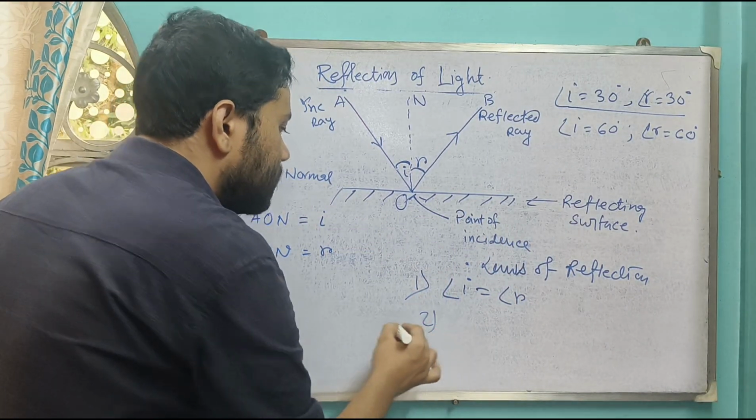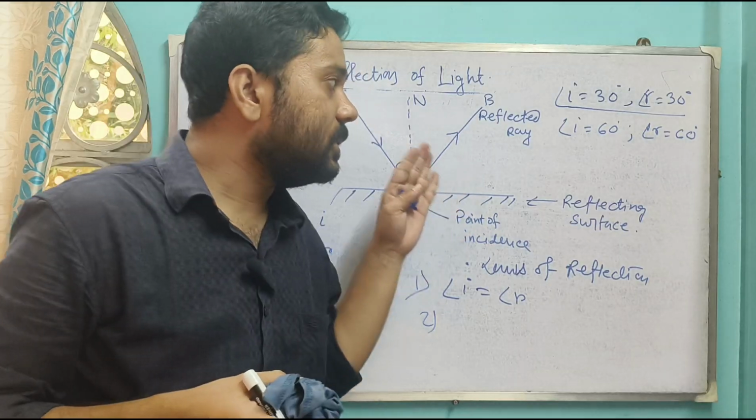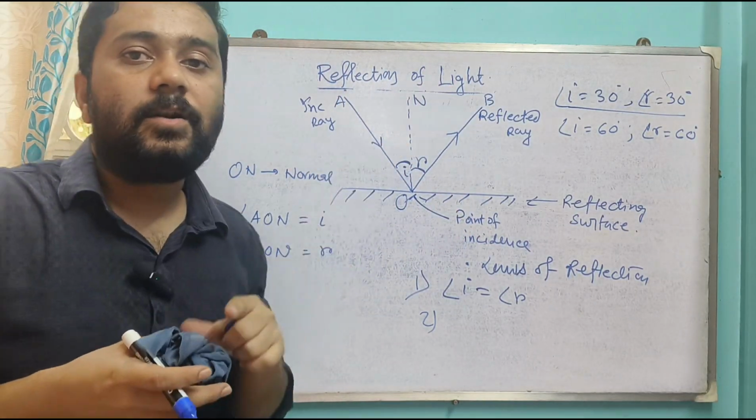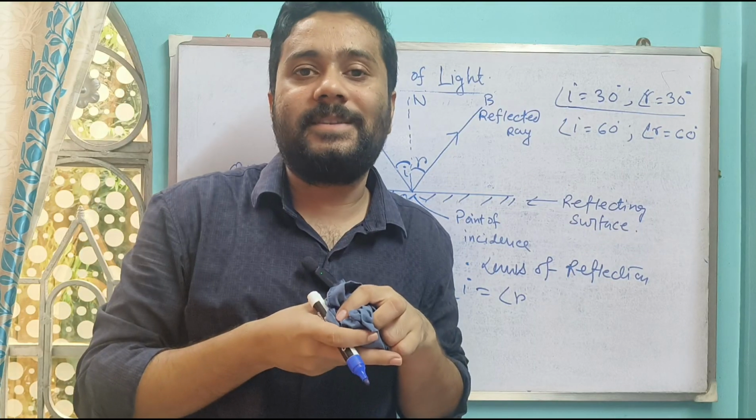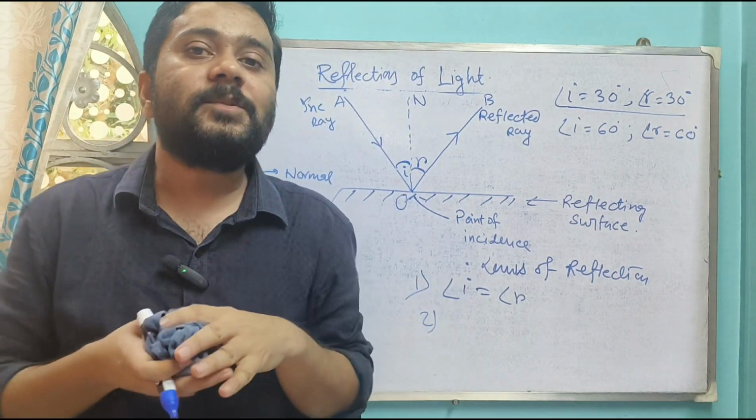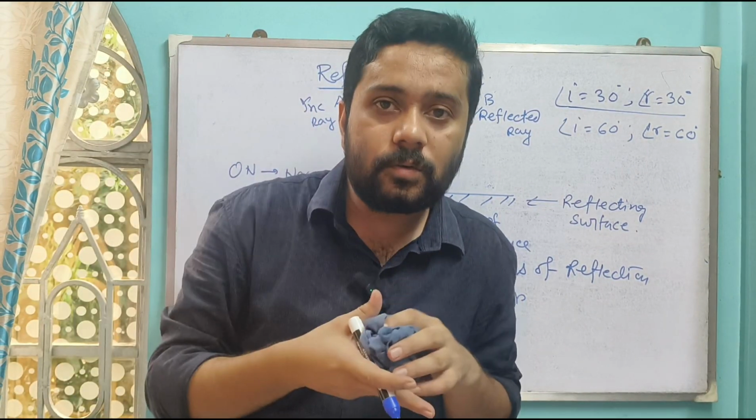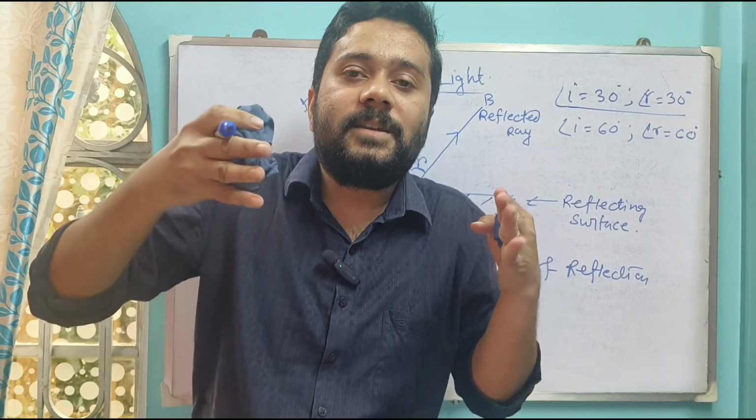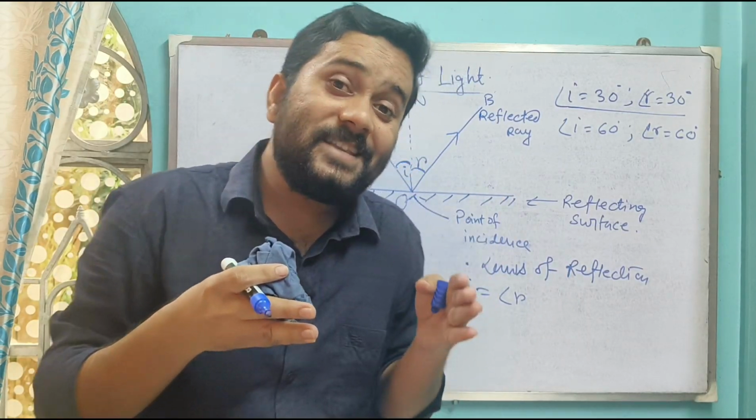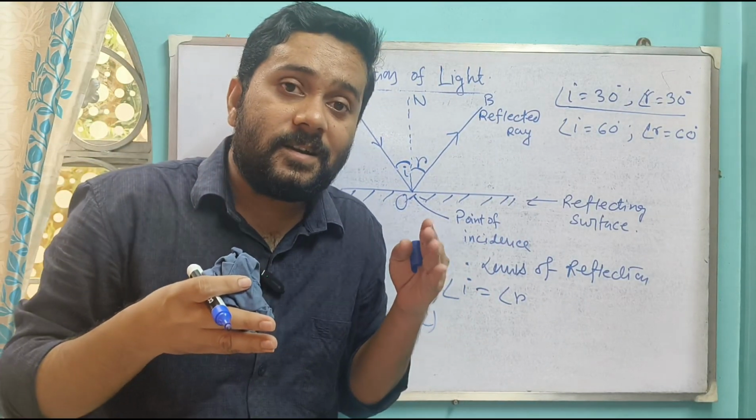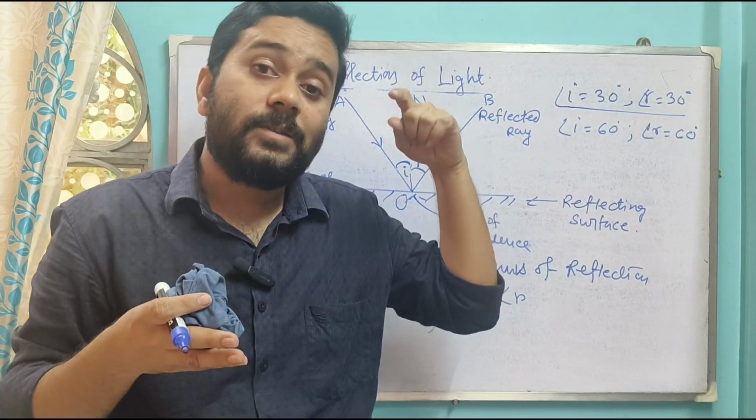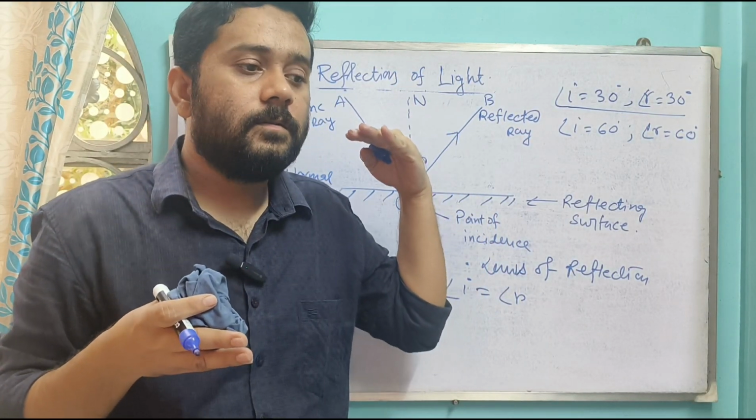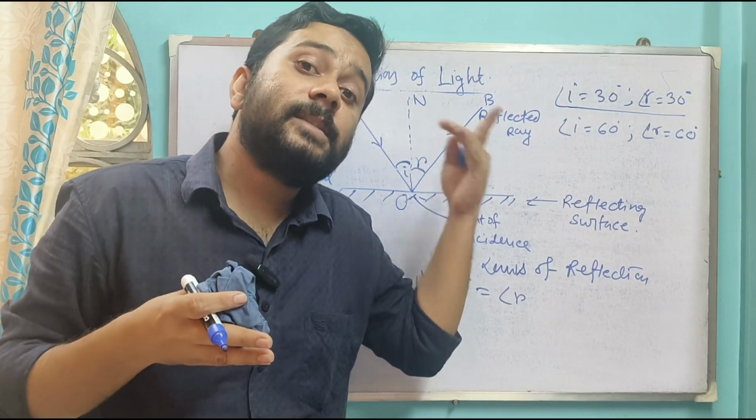Now the second law. According to the second law, the incident ray, reflected ray, and normal always lie in the same plane at the point of incidence. Same plane means what? If you look at the corner of your room, you will see that three planes are meeting at a point. So if the incident ray is on a particular wall or on the roof, the normal and the reflected ray will be in the same plane.